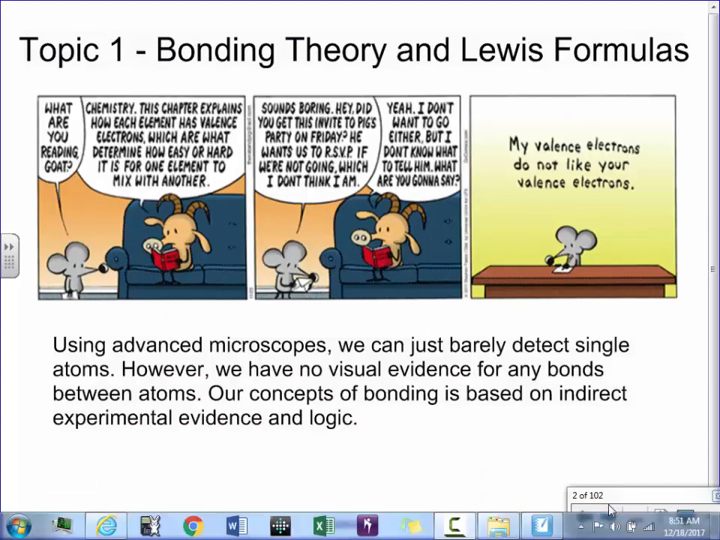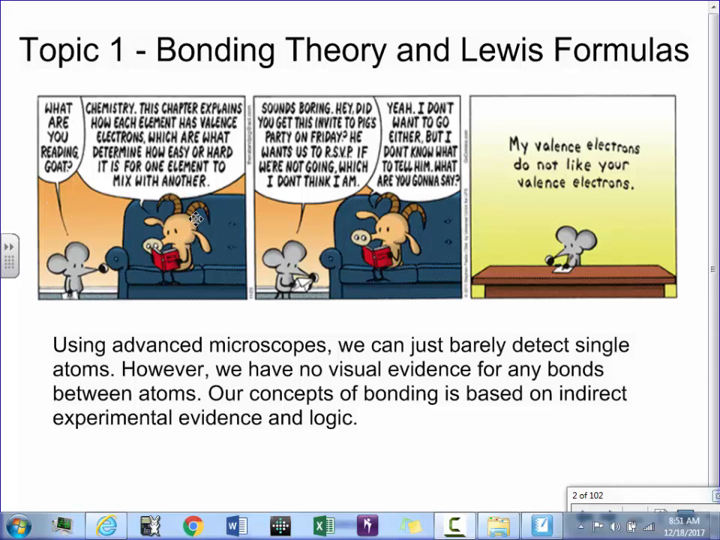So I actually want to start off with a comic strip. This is Pearls Before Swine. Anybody ever read this one before? Pearls Before Swine is very clever, very witty. I'll read it out loud for you guys here. This is Rat. Rat is talking to Goat. Rat, by the way, just for some context, is a very bitter, sarcastic character. He's not very likable. So he says, "What are you reading, Goat?"